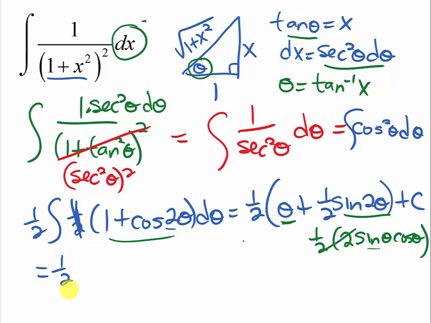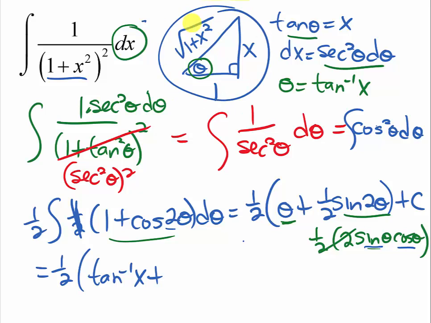And so I have my theta, that's inverse tangent, so that's tan inverse of x. And then I have plus, and the 2's canceled here, so I need sine theta and I need cosine theta. So I'm going to go back to this triangle. Sine theta is opposite over hypotenuse, so that's going to be x over square root of 1 plus x squared.